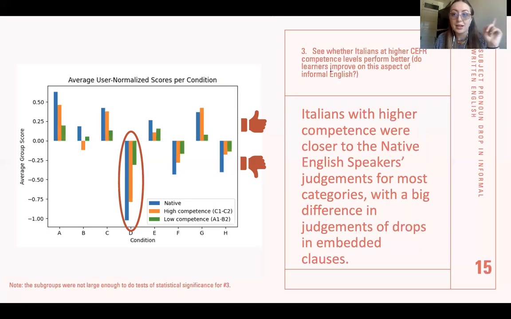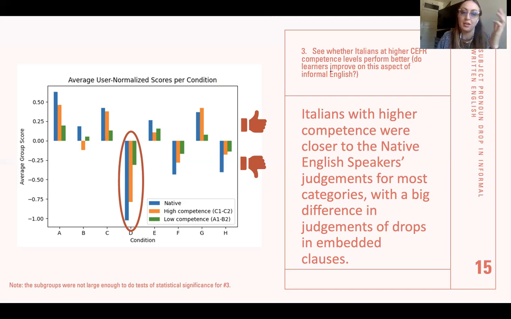As a note, I did not have enough participants to do a statistically significant analysis for this question, number 3. So these are just interesting, but not statistically significant. But we can see here that the low versus the high group does show some progression. It appears in most cases that the high competence Italian speakers are progressing towards native-like competence. They're progressing towards having native-like judgments or intuitions about this, which is fantastic.